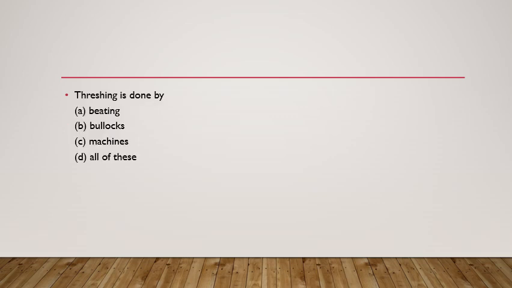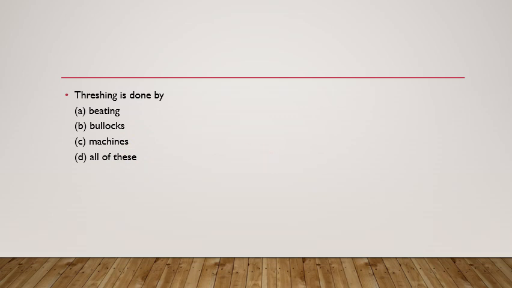Here is a question in front of you. Now you give me the answer. Threshing is done by beating, bulldozers and machines, or all of these. So yes, the answer is all of these. With the help of these we do the threshing process.